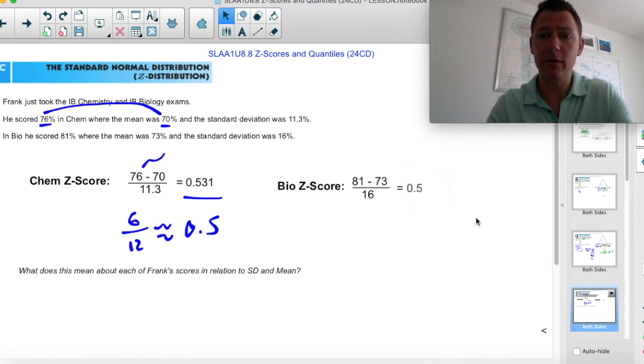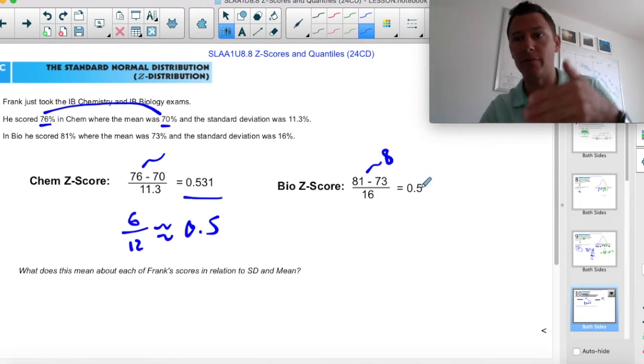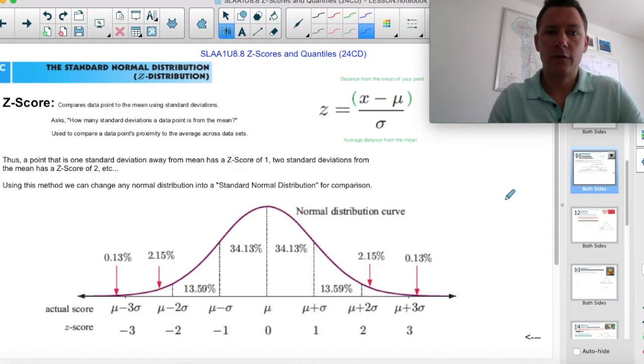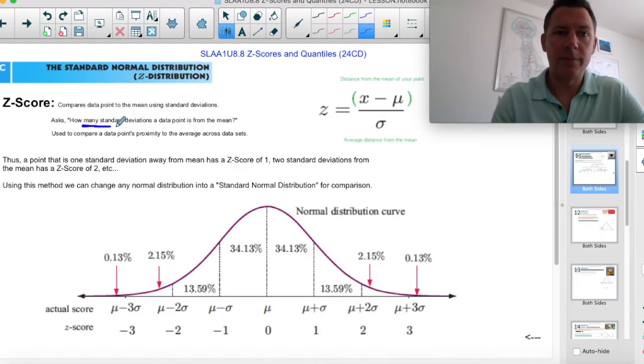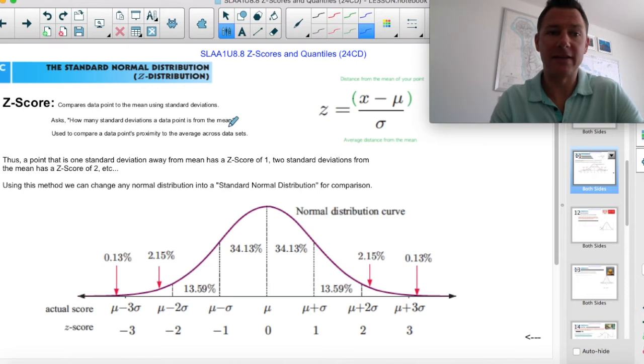Same thing here. He's 8 points above the mean. Standard deviation is 16 points, so he's exactly half a standard deviation above the mean. So he's got a z-score of 0.5. So he's doing better compared to the group in chem, even though he has a worse score. So really, z-scores, if you keep in mind how many standard deviations above the mean this is, helps make sense of the whole thing.